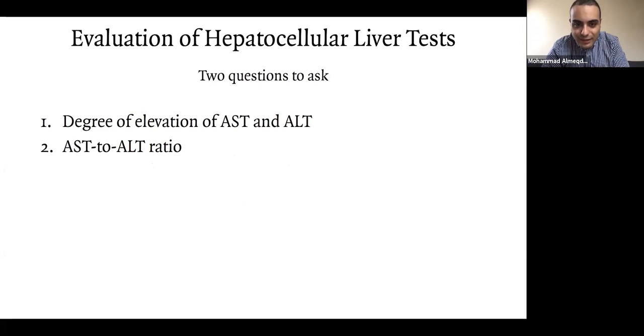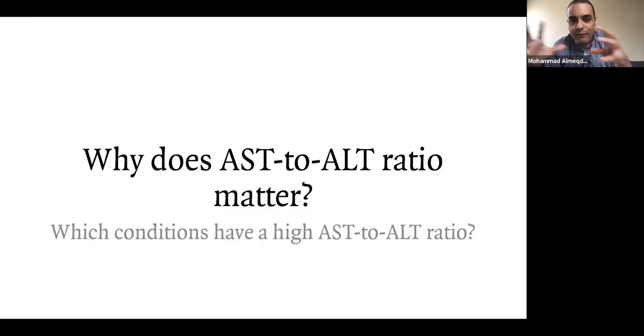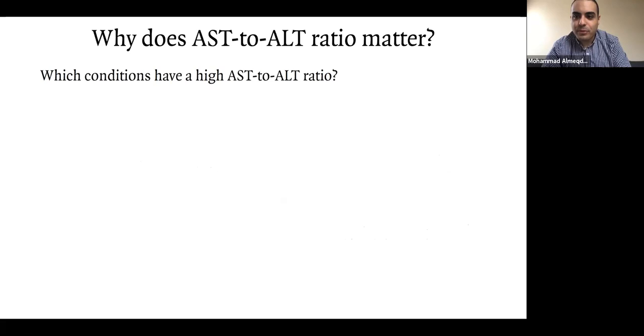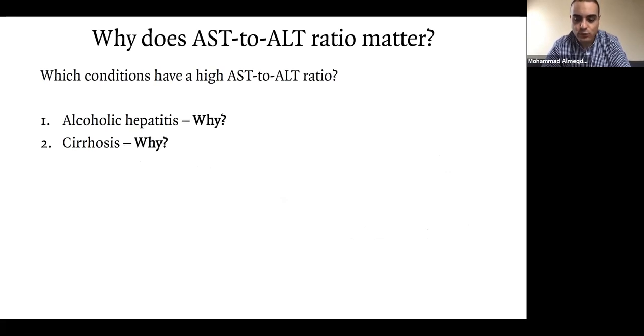But the idea is that when you have a shift in this ratio, it can mean different things for different diseases. Which conditions do you think will have a high AST to ALT ratio? Alcoholic hepatitis. The other one is weird: cirrhosis will have a high AST to ALT ratio, okay? I'm going to explain quickly why. For cirrhosis, it's pretty simple.